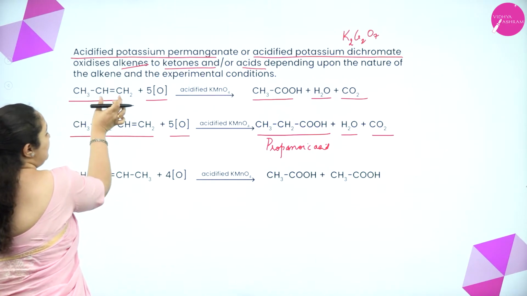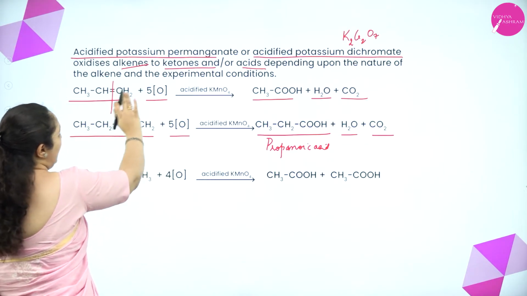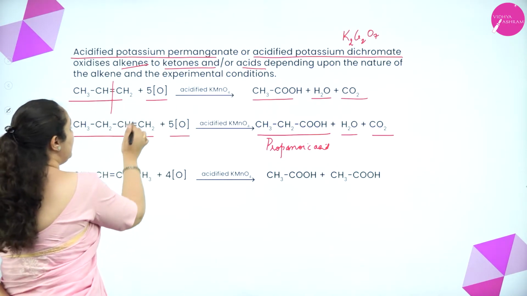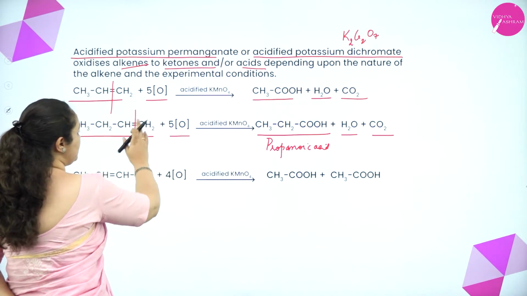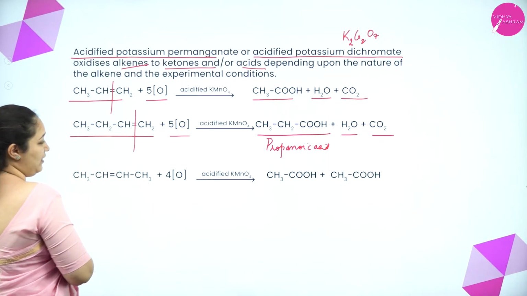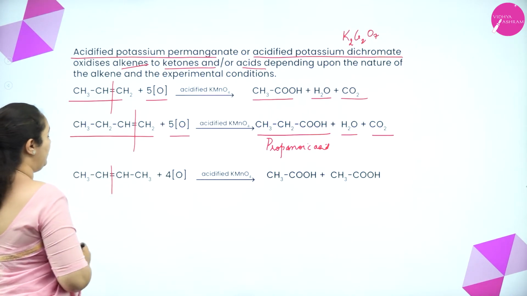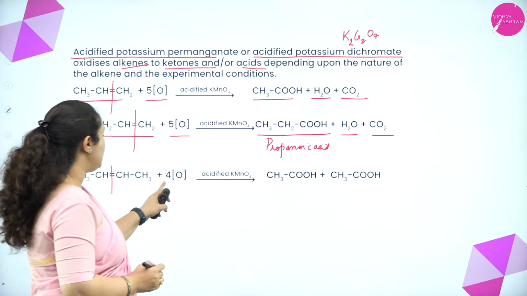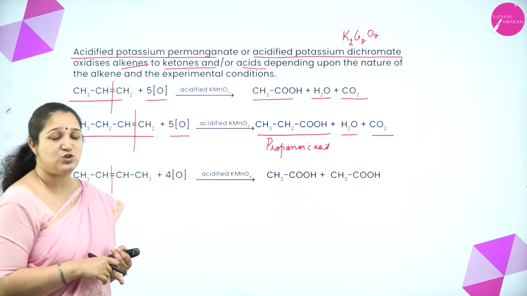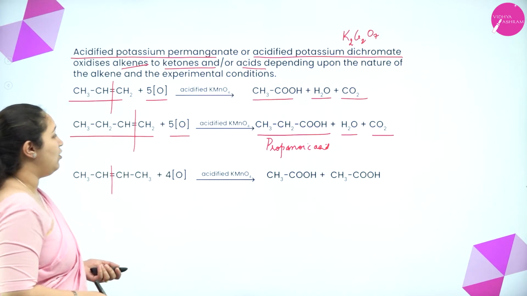See, when the first carbon atom has the double bond, what will happen? These two bonds are broken, carbon dioxide is formed, H2O is formed, and the oxygen gets added to form a COOH group. Similarly, here also there is a breakage, you get carbon dioxide, water and a COOH group is formed by this carbon atom. Here the double bond is somewhere in between, so these two bonds are broken and both are converted into an acid, that is CH3COOH and CH3COOH. It completely depends on what the alkene is and what oxidizing agent you are using for oxidation. Okay, so that's about oxidation.